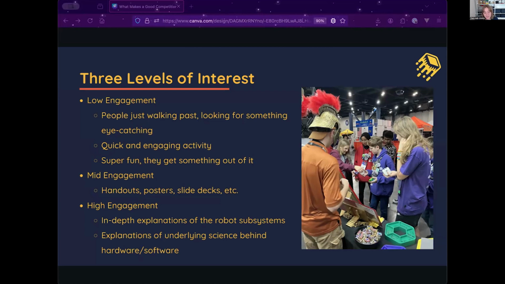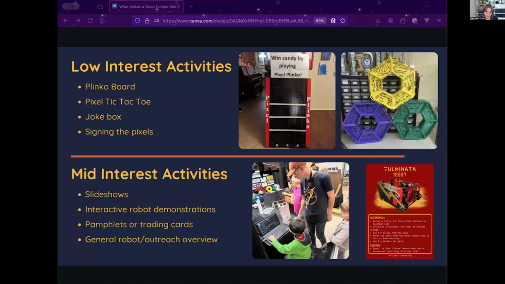Then there's the mid engagement people. They're a bit curious about your team. They want to learn a little bit more, but they don't necessarily want to have a full conversation. So this is when handouts, posters, slide decks, etc., are really good for that level of interest. And then you have the high engagement people. So people who really want to learn a ton more about your team, how you did something. They want to have in-depth explanations of your robot and have a good conversation with your team members.